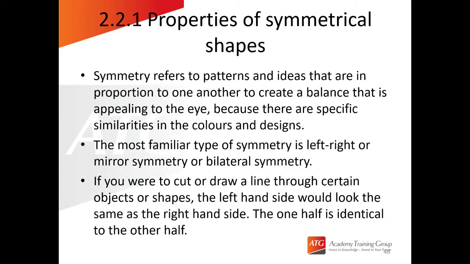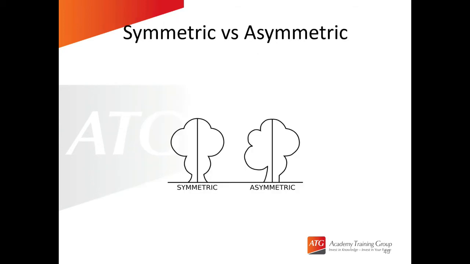Properties of symmetrical shapes. Symmetry refers to patterns and ideas that are in a proportion to one another to create a balance that is appealing to the eye because there are specific similarities in the colors and designs. The most familiar type of symmetry is left-right or mirror symmetry or bilateral symmetry. If you were to cut or draw a line through certain objects or shapes, the left-hand side would look the same as the right-hand side. The one half is then identical to the other half. Here is symmetric versus asymmetric.